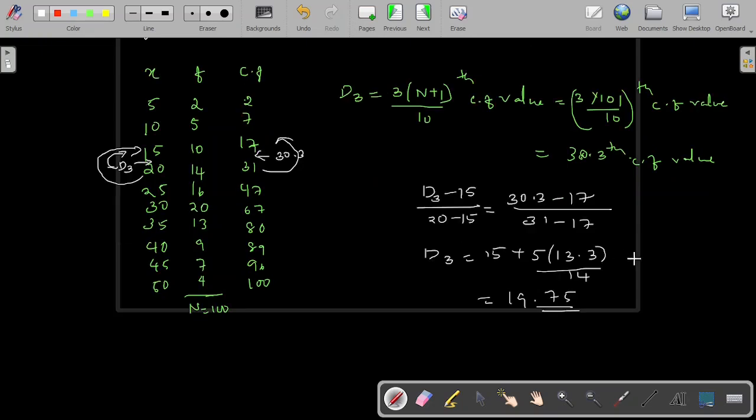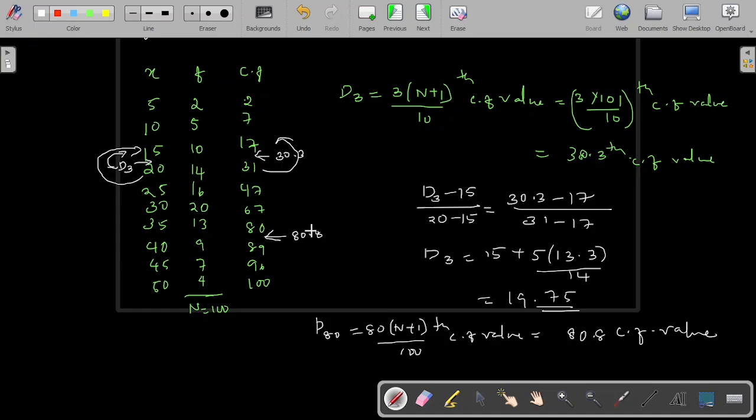Which is equal to 19.75. Now similarly, if you want to find P80, the same method: P80 equal to 80 into (n plus 1) by 100th cumulative frequency value. That is equal to 80.8 cumulative frequency value. Where does 80.8 come? It comes here, between 80 and 89, and here comes P80. Use that simple interpolation now.